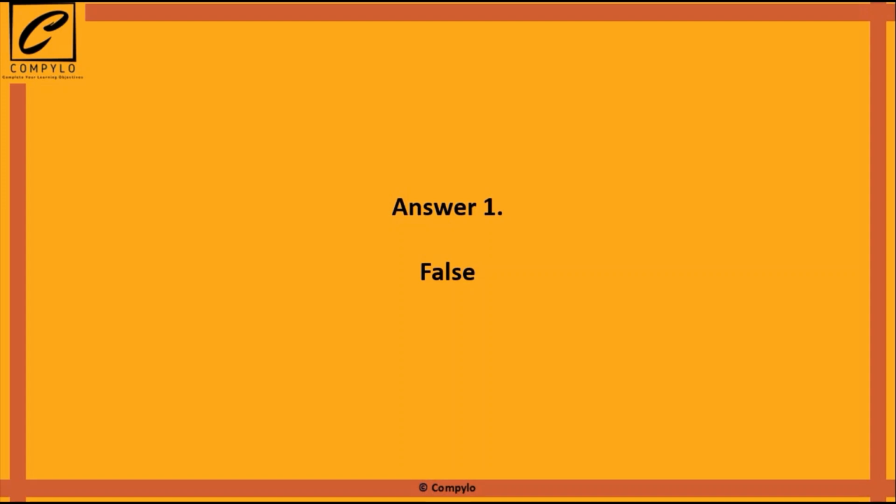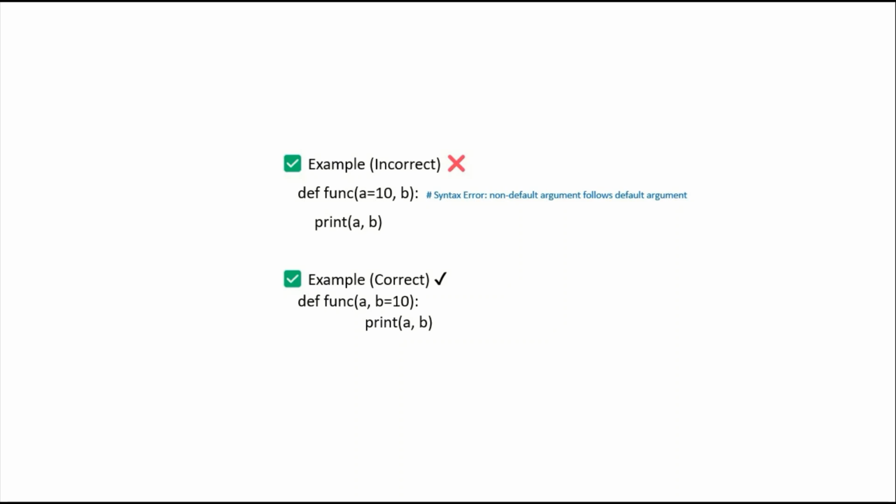See, in Python, positional parameters must always be written before default parameters in the function header. Writing a default parameter before a positional parameter will result in a syntax error. As you can see on the screen, the first example shows the error and the second is the correct example.